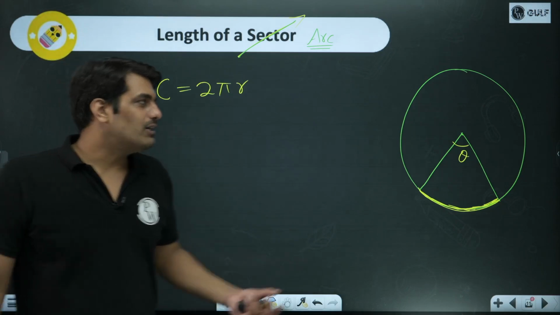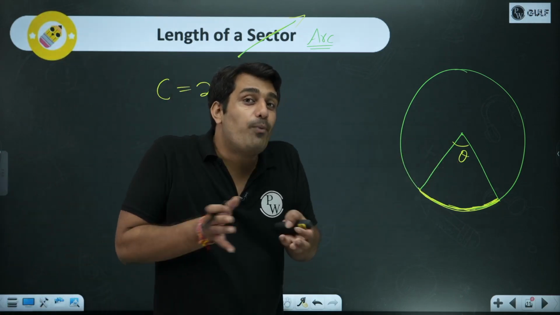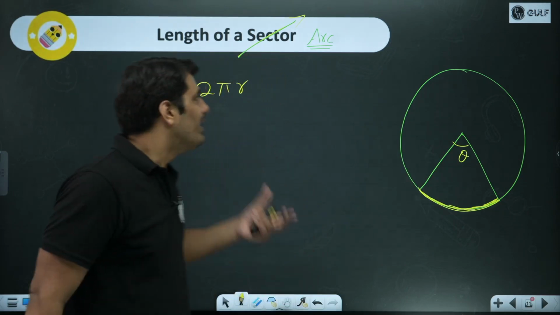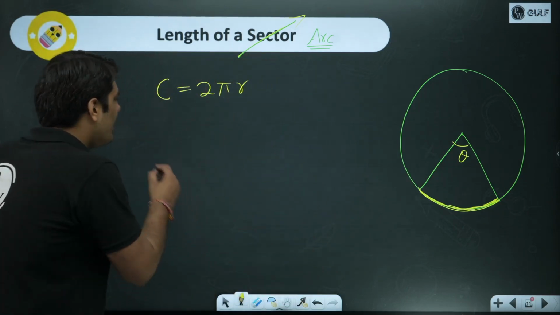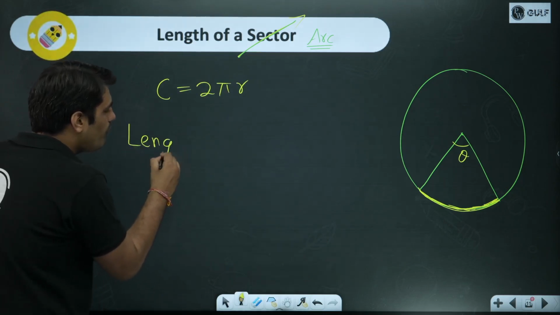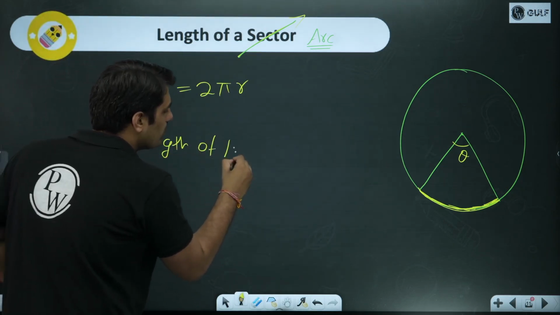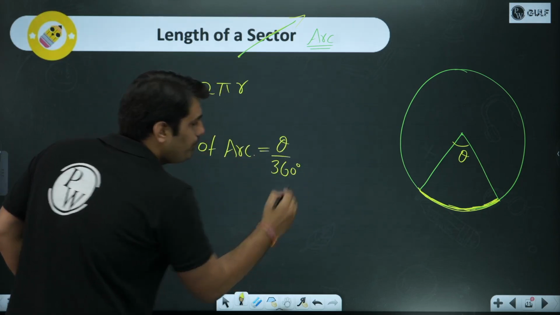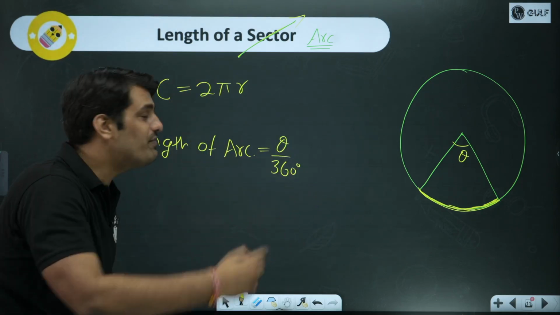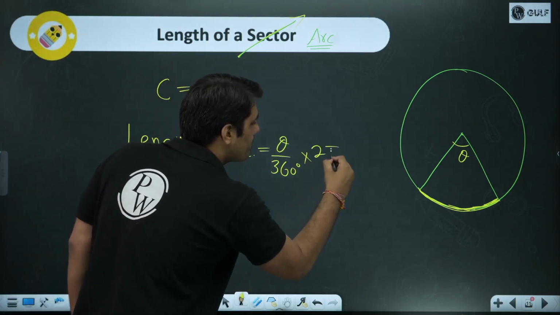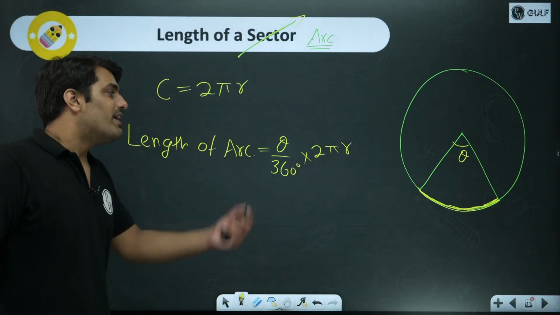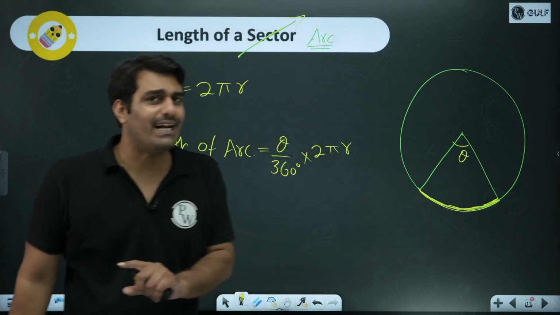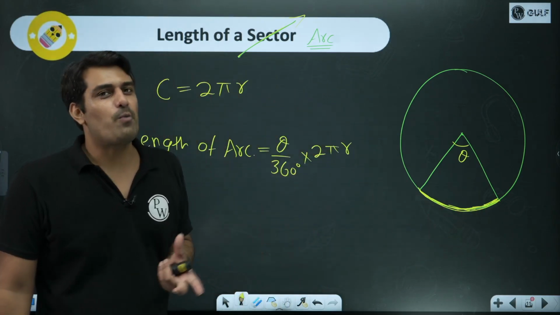Why? Because theta is telling you how much portion of the circle we are talking about. So if this much is the total boundary, the length of the arc will be some portion, theta by 360 degrees, of the entire length, that is 2 pi r. So if you have theta and you have the radius, you can always calculate the length of the arc which makes up the sector.